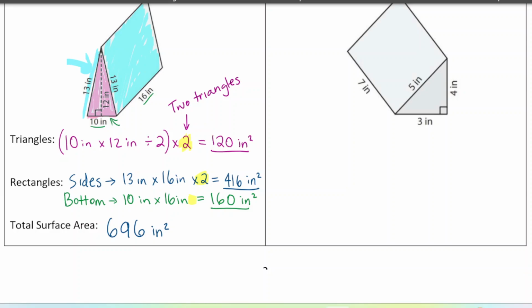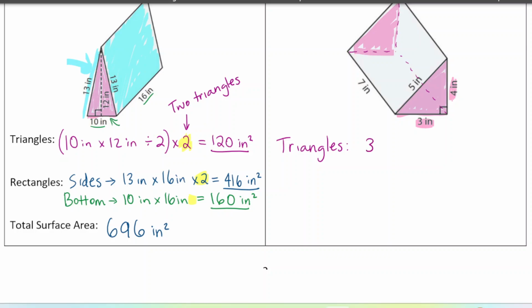Okay, let's try another one. Maybe you could pause the video and try this on your own, or maybe you want to do it with me. But I'm going to start with the triangles. So for the triangles, the base would be 3 and the height would be 4. You always want to pick the 2 numbers that are perpendicular to each other. And there's 2 of them, one in the front, one that we can't see in the back, but if I draw this little dotted line here, we can see it back there, right?